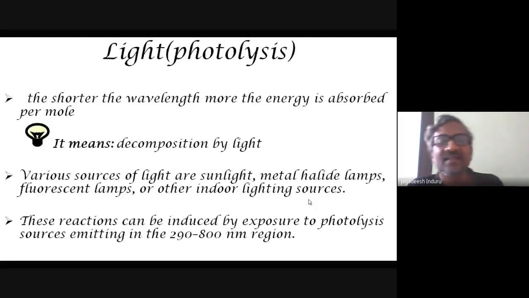When its wavelength is lesser, its energy is very high and it will decompose much faster. We use so many lights indoors, and natural light is also present, so our products are going to be degraded by these light sources. These reactions can be induced by exposure to photolytic sources emitting in the range of 290 to 800 nanometer region. So this is highly damaging, and these sources prevail in our regular environment also.